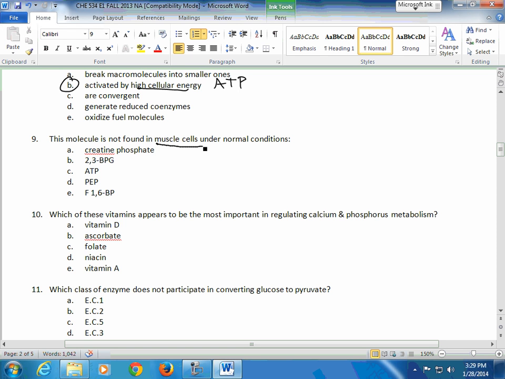Not found in muscle cells under normal conditions. 2,3-BPG is red blood cells. Anything involved in glycolysis will be found in all your muscles, and remember, creatine is associated with muscles as well.